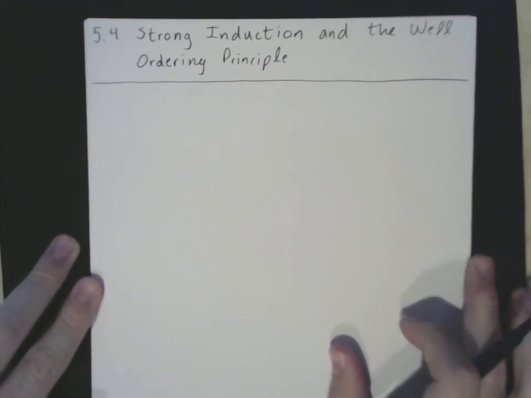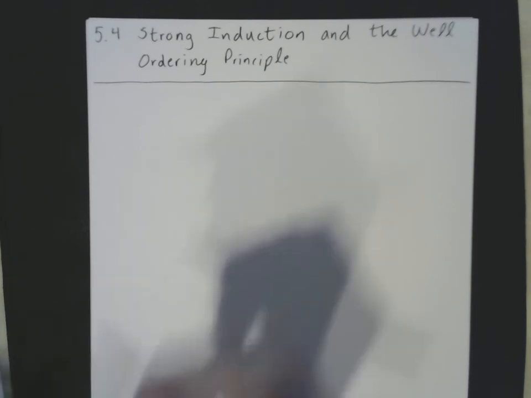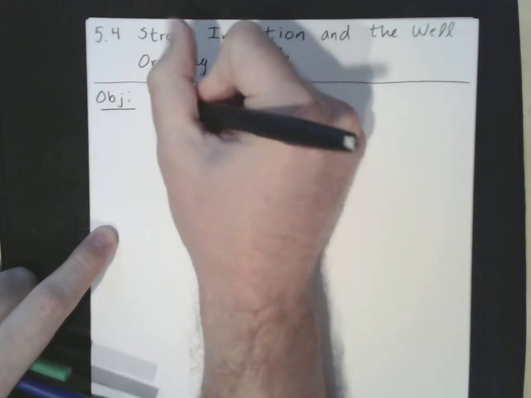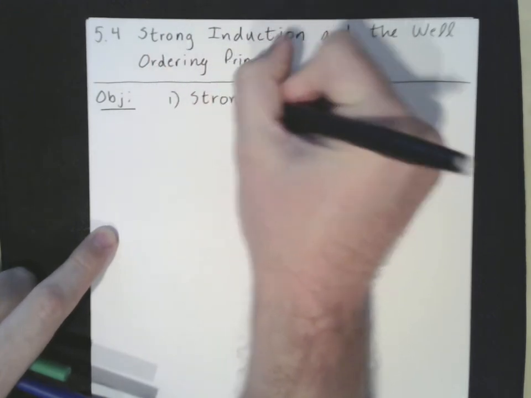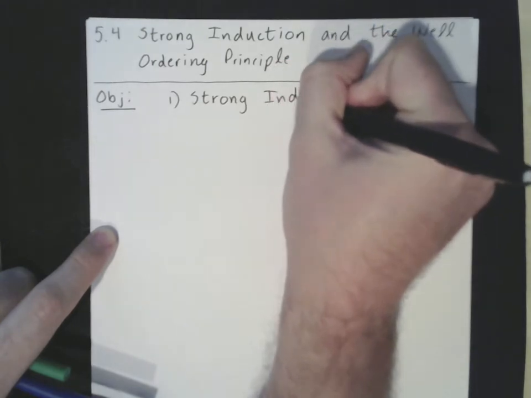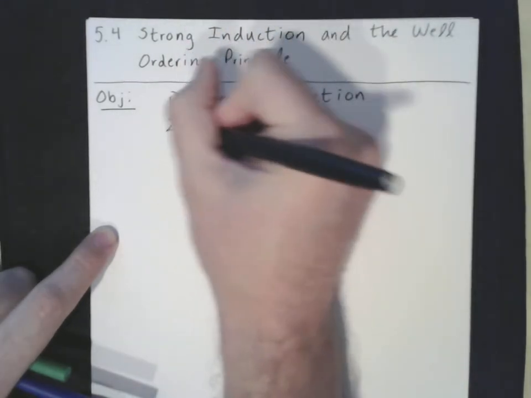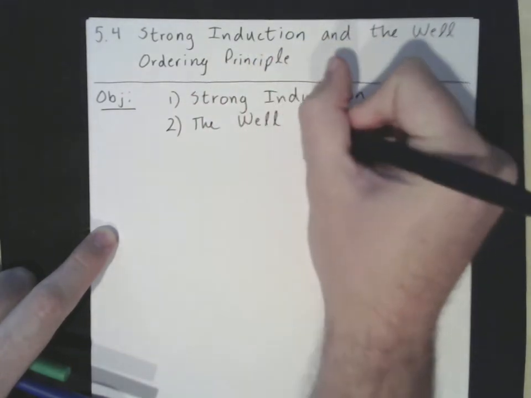Okay, section 5.4 now is the end of chapter 5 for us. And this is strong induction, and then we're going to talk about the well-ordering principle. So we have two things to talk about. Number one, we're going to outline what strong induction is. And then we'll go through a couple proofs, one or two of them. And then we'll look at the well-ordering principle and an example of that.